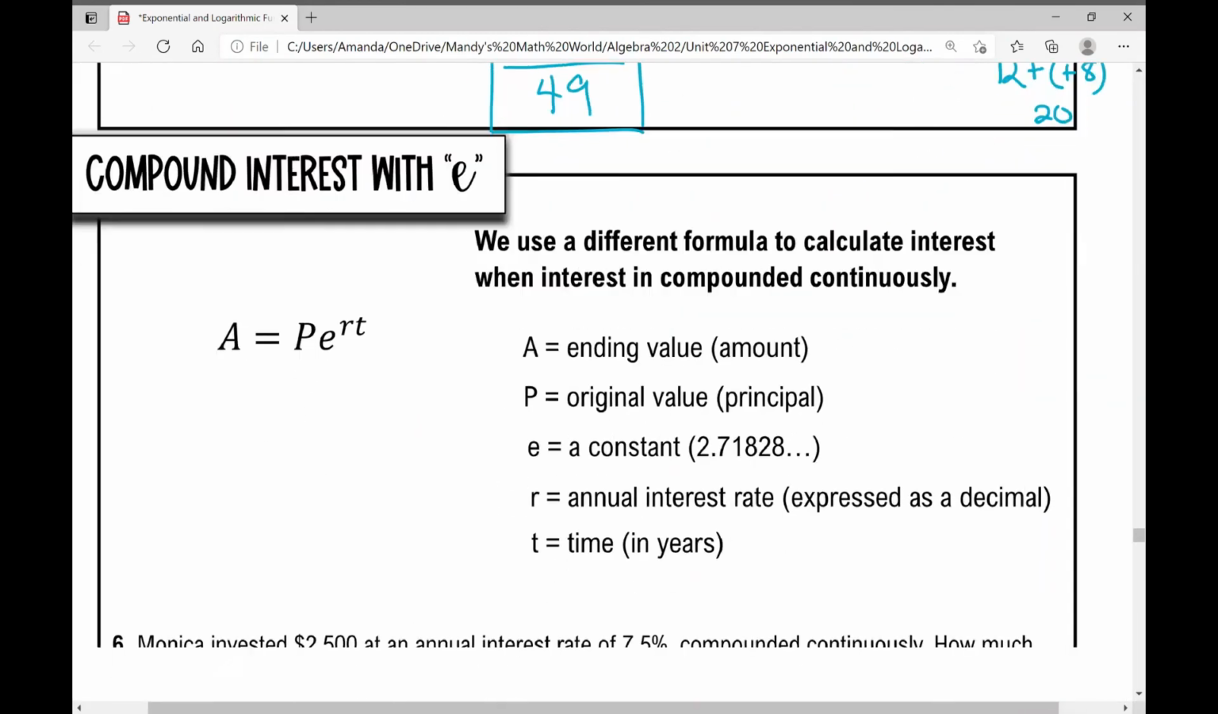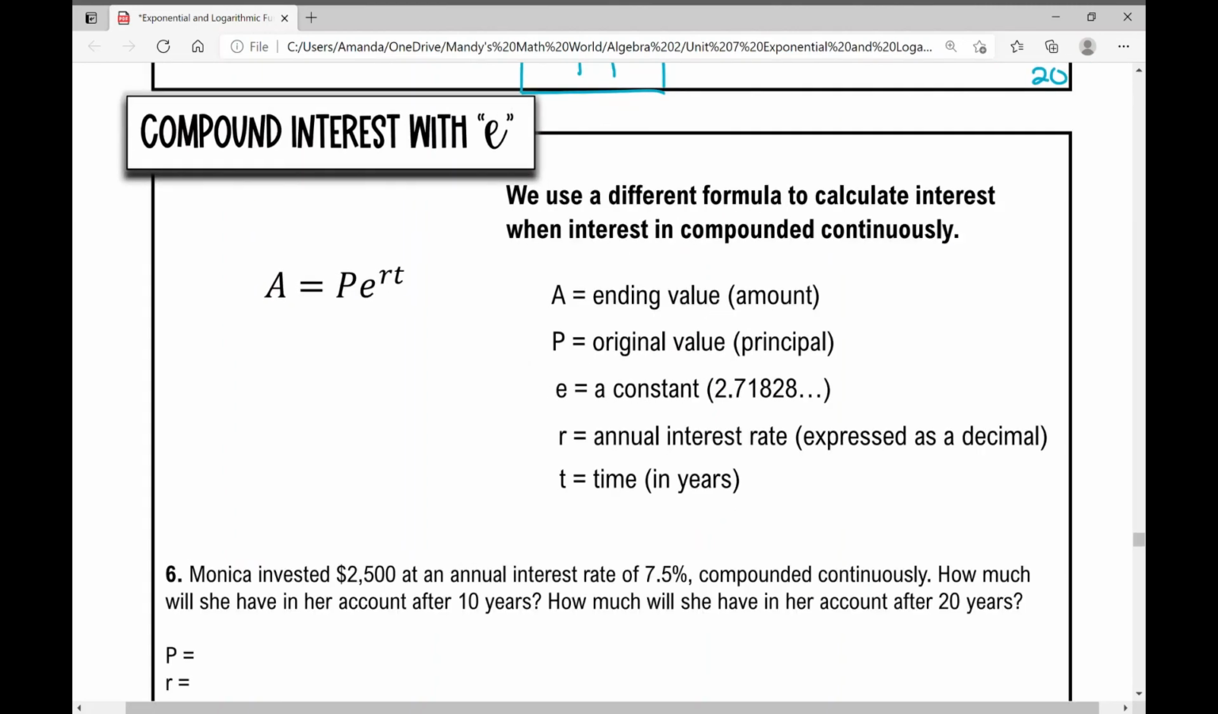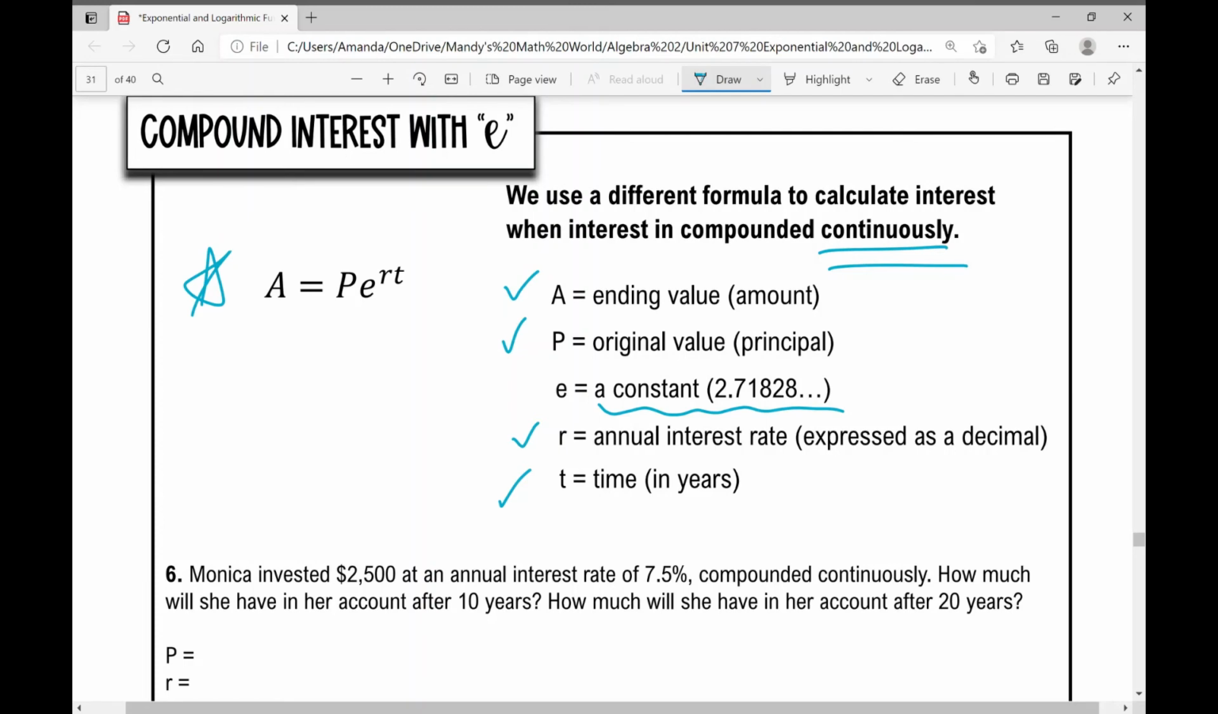Now let's look at the very last portion of this set of notes, compound interest with e. When we've got compound interest that is compounded continuously, so there's the language that you'll see in your problem, we use this formula right here. A equals P e to the power of rt, or r times t. A still represents your ending value, P is still your principal, e is just a constant, r is still your annual interest rate, and t is your time in years.